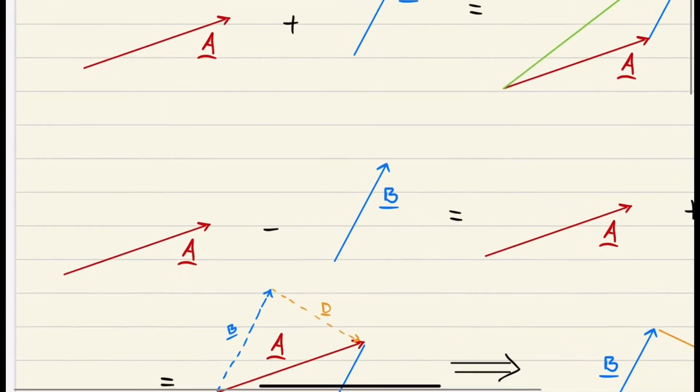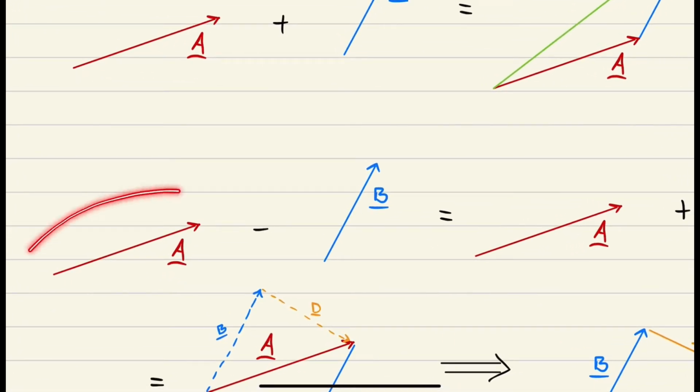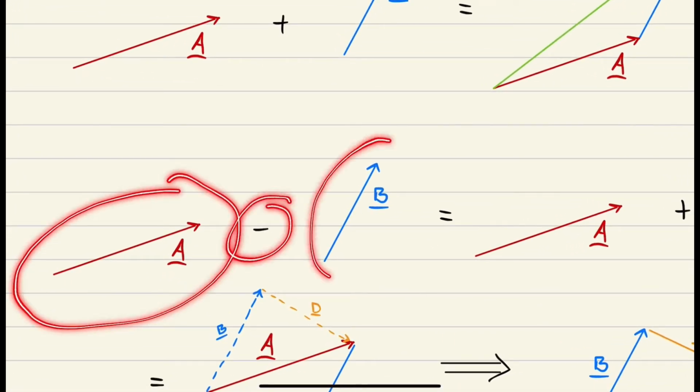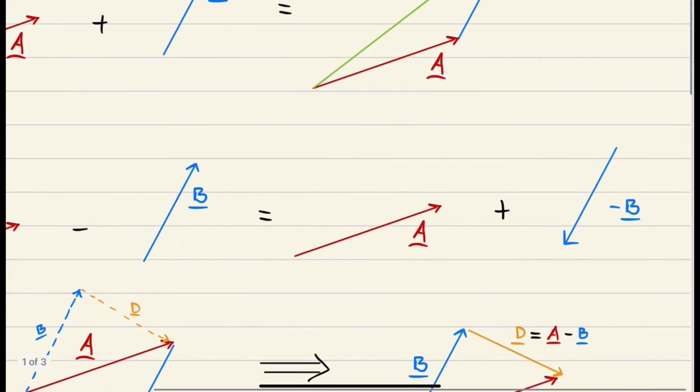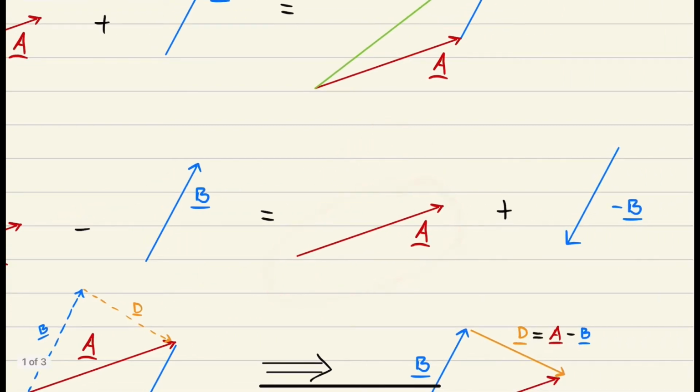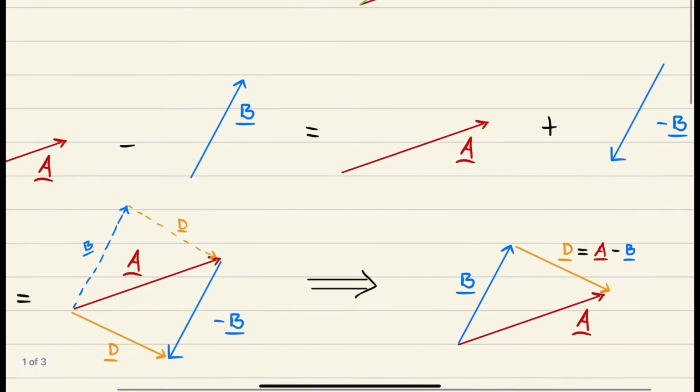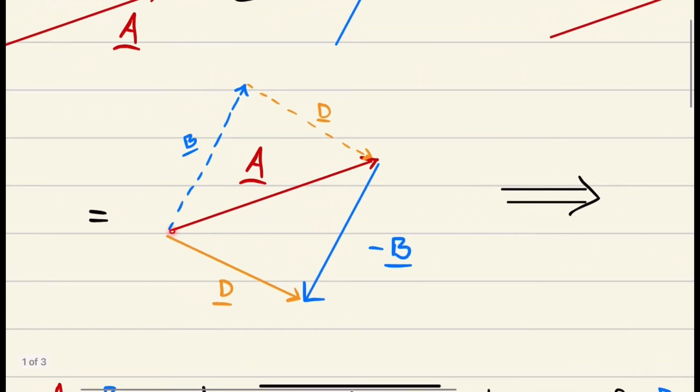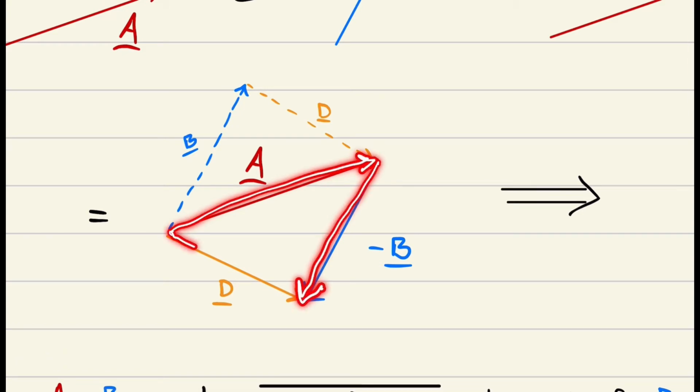So if we want to subtract vectors, say we want to do A minus B, well, that is the same thing as doing A plus negative B. And remember, the negative of a vector is just pointing in the opposite direction, right? So B pointed in this direction, so negative B points in the opposite direction. And we can still do the same tip to tail thing, right? So A plus negative B will give us this vector D.